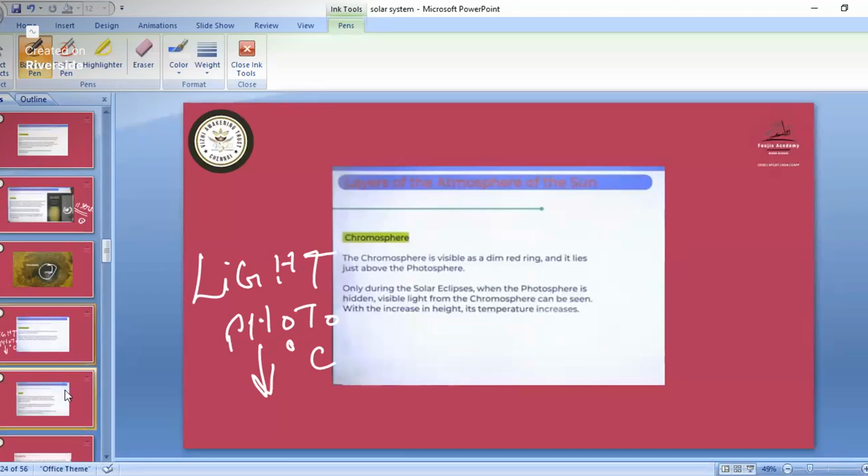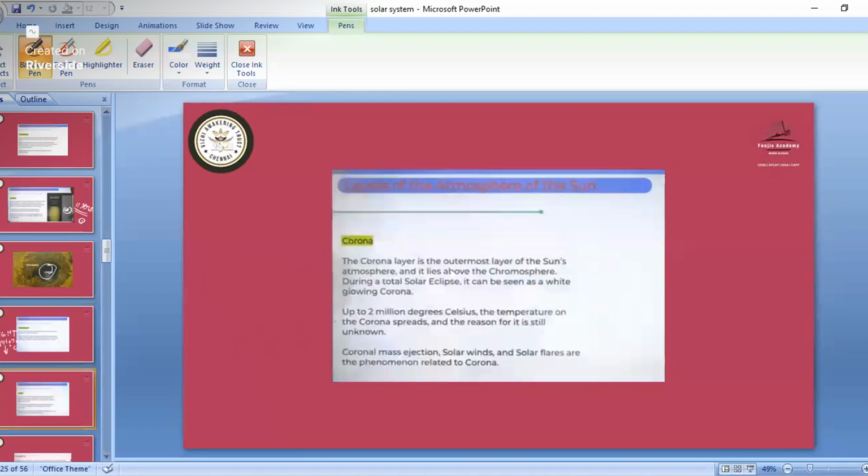Also during a solar eclipse, we will be able to see the corona. It can be seen as a white glowing corona. When we see that dim red ring, that is the chromosphere, and nearby it, the white glowing part is the corona.